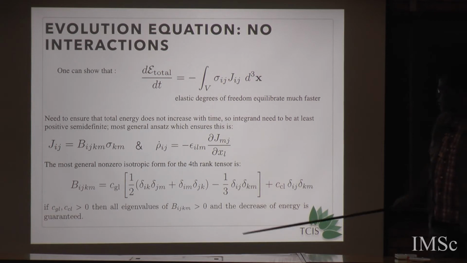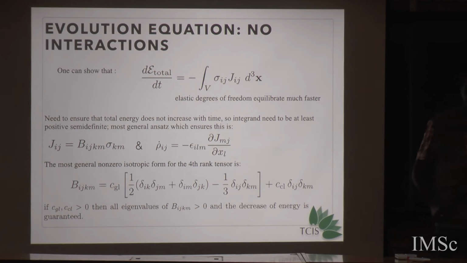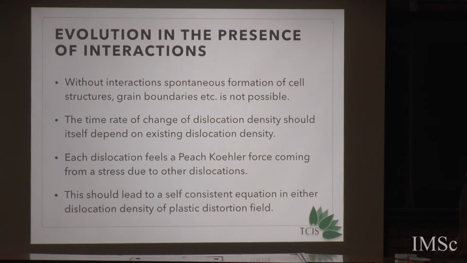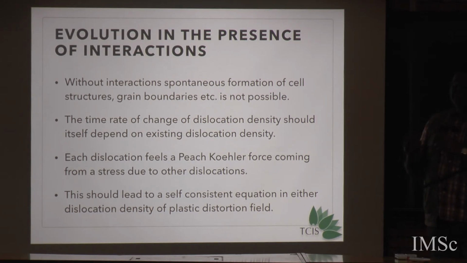So this is the most general form, and that is the evolution equation for the case with no interactions at all. However, if you don't have interactions, then nothing really happens. You put a stress and dislocations move, so the whole thing distorts plastically, and if you remove the stress, it does not come back. That is all that happens. However, you cannot look at spontaneous formation of structures.